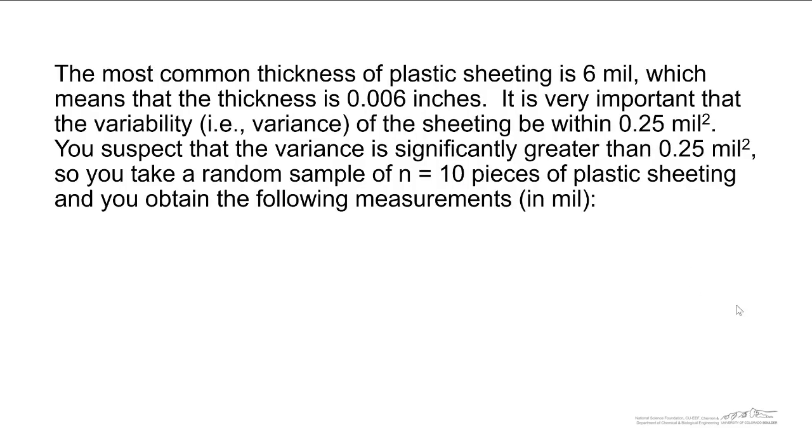The most common thickness of plastic sheeting is 6 mil, which means that the thickness is actually 0.006 inches. It's very important that the variability of the sheeting be within a certain amount, 0.25 square mils. You suspect that the variance is significantly greater than 0.25 square mils, so you take a random sample of 10 pieces of plastic sheeting and you obtain the following measurements.